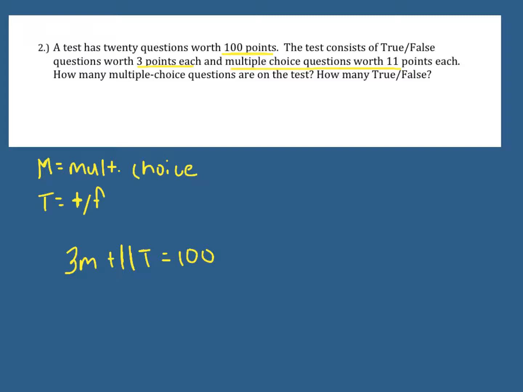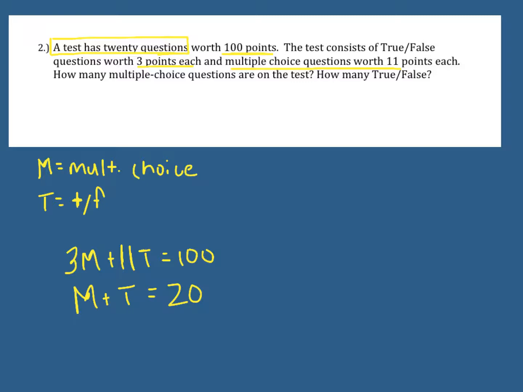Then the next equation is going to be the number of questions on the test, and that's right here. It says, okay, well, this test has 20 questions. So the total of multiple choice, I'm just going to make that a capital M. The total of multiple choice and true-false all together on the test is 20 total questions.